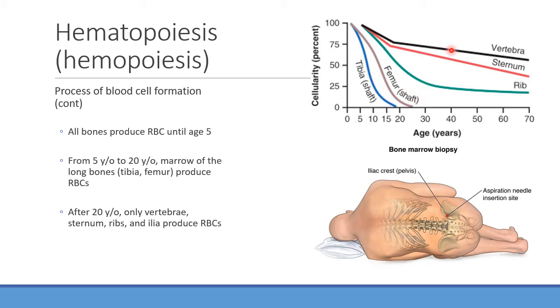But yeah, so basically the vertebrae, the sternum, the ribs, you're going to see a lot of red blood cell production. Also in the ilia, you're going to see some red blood cells being produced too, right? So again, all bones end up producing red blood cells until about age 5, and then it starts to drop off, depending on the bones you're actually talking about.